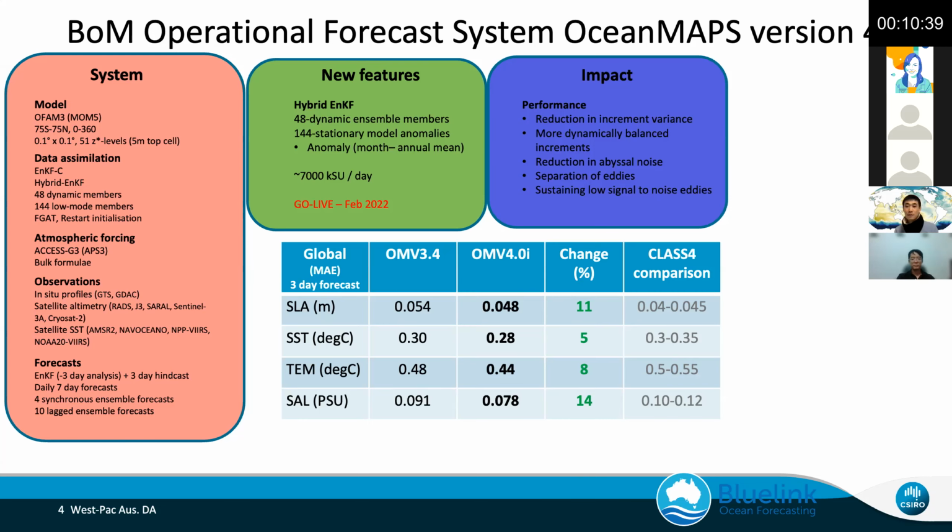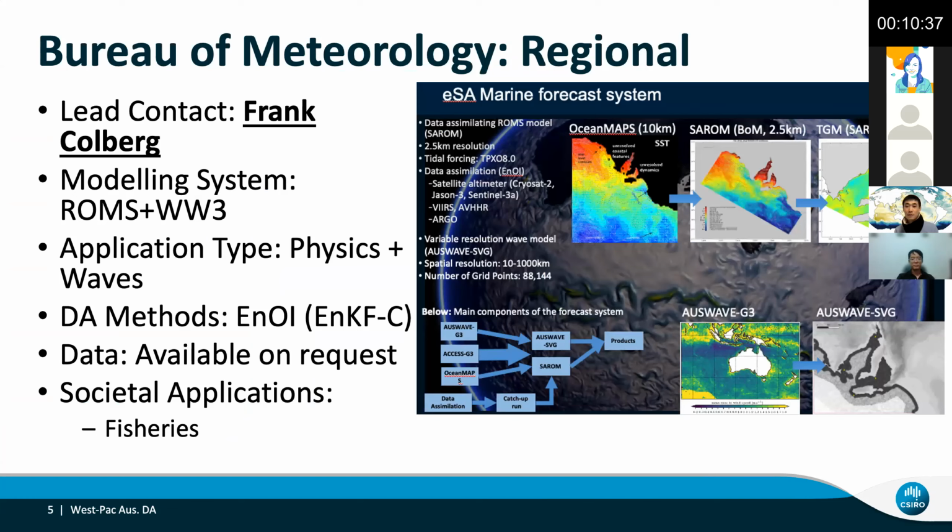So zooming in on some other activities that the Bureau are contributing to. They also have a regional system for the South Australian Gulfs. That's based on ROMS. It's also got WaveWatch 3 evaluated on an unstructured grid in that particular area. That particular application uses an EnOI system at the 2.5 km scale, and then it's a free running 500-meter model nested within that. And the major application for that particular model is around the fisheries along the southern shelves of Australia.